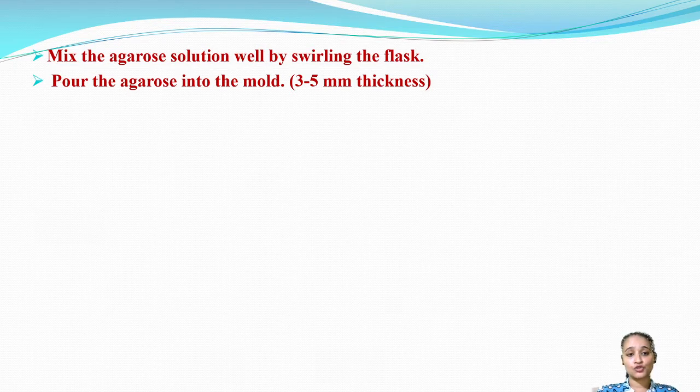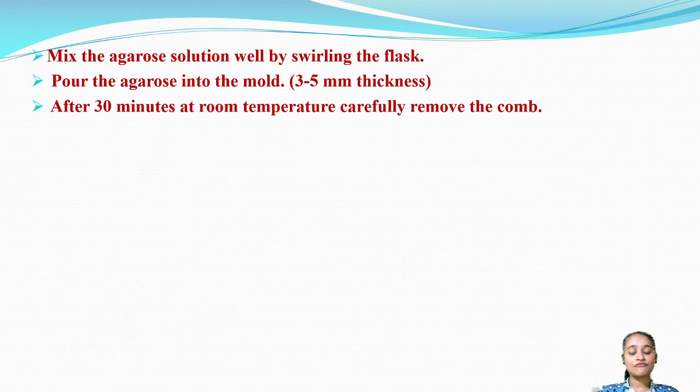Pour the agarose which you have made into a mold of 3 to 5 mm thickness in your casting tray. After 30 minutes at room temperature, carefully remove the comb. So after pouring your agarose gel into the gel casting tray, you need to keep a comb on the agarose gel and wait for 30 minutes so that your gel properly solidifies, and then slowly remove the comb, and you will have different wells in your agarose gel.